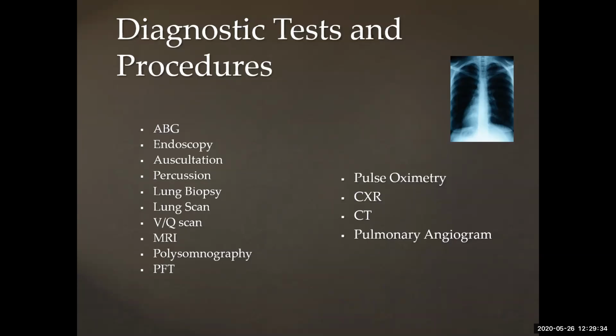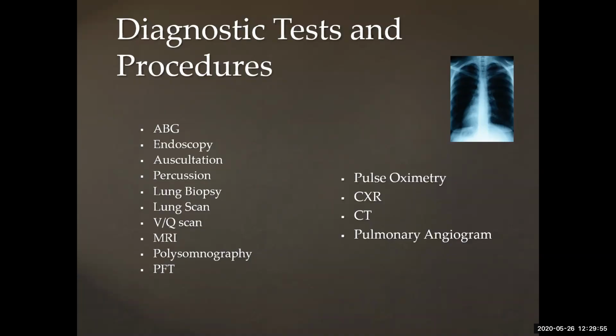Lung biopsy is to remove a small piece of lung tissue to look at the pathology of it under a microscope. And a lung scan would be to use like a CT scan to scan the lungs to detect any abnormalities or decrease of blood flow, any kind of ventilation problem.